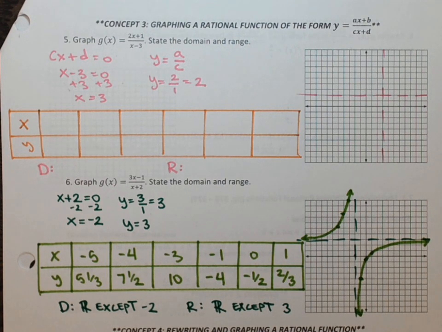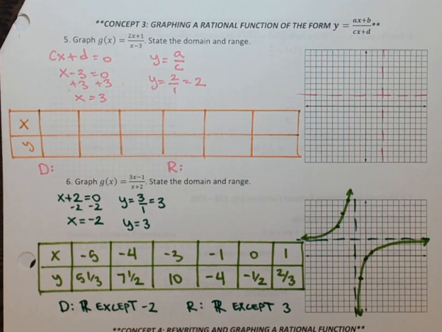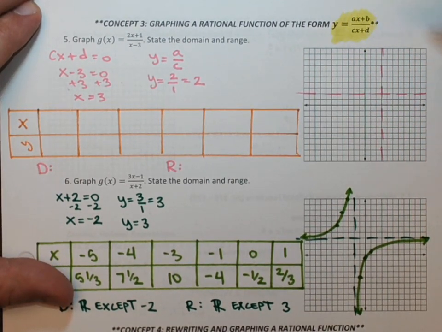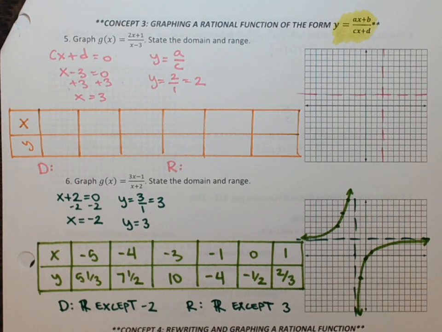Alright, here we go. Concept number 3: graphing a rational function in the form of y equals ax plus b over cx plus d. Alright, we're going to do number 5. Graph g of x equals 2x plus 1 over x minus 3. We're going to state the domain and range. Kind of already got started here.